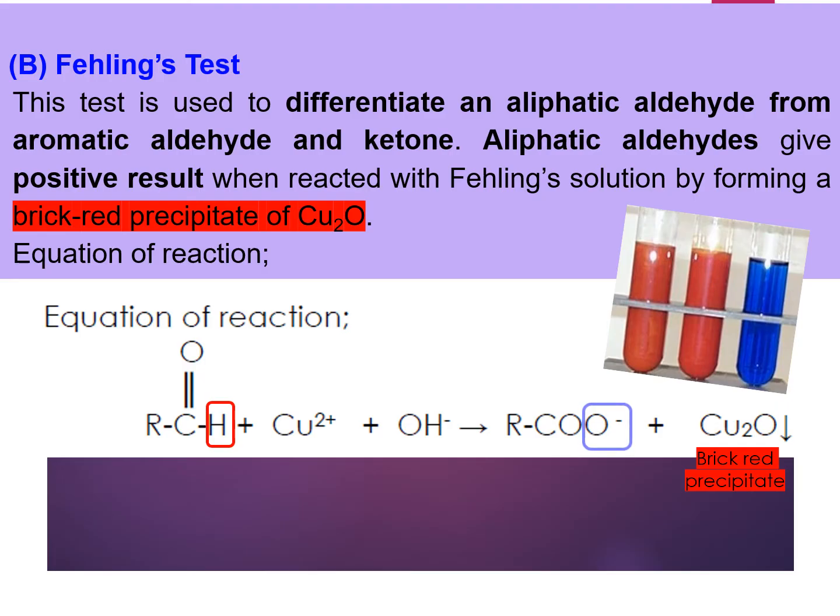For part B, in our discussion, for Fehling's test, this test is used to differentiate an aliphatic aldehyde from aromatic aldehyde and ketone. The aliphatic aldehydes will give a positive result when reacted with Fehling's solution by forming a brick red precipitate of Cu2O. Here is the equation of the reaction.